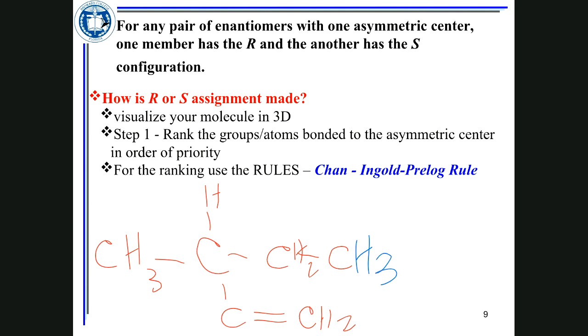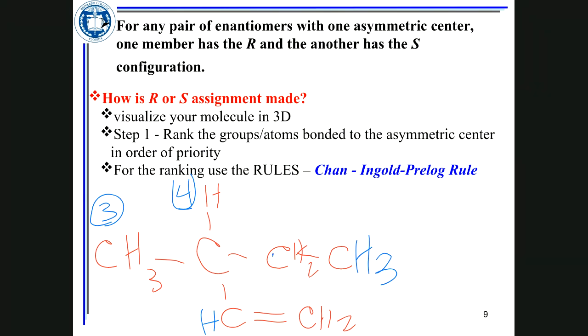If you have a double bond, you count it as 2 bonds. Okay? So in this case, the lowest priority is clear. Hydrogen takes the lowest priority. And then the second, or number 3, is going to be the methyl group. Between the ethyl group and the ethene group, you have this carbon, you go one bond away.